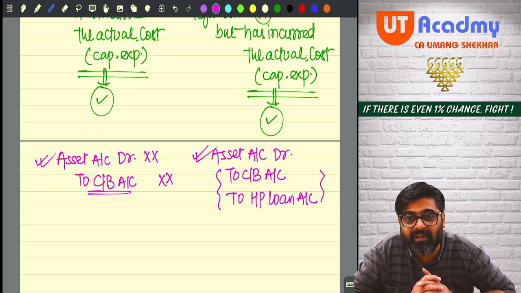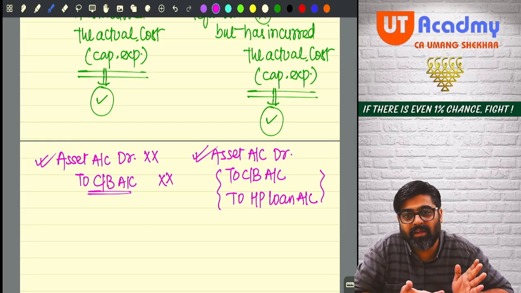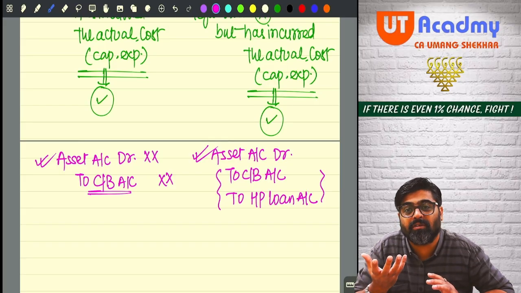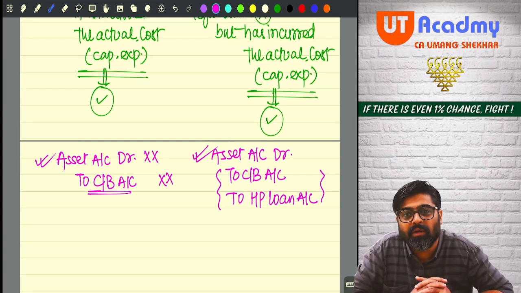Have you heard about the fact that substance over form is a principle in accounting? What you see is not what it is. You see something else, but whatever is there, you cannot see. So substance over form. What is the substance? The cost is incurred by you only, no? You claim that cost in the form of depreciation, even though you are not the legal owner.